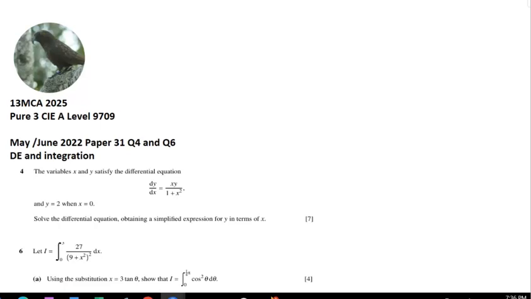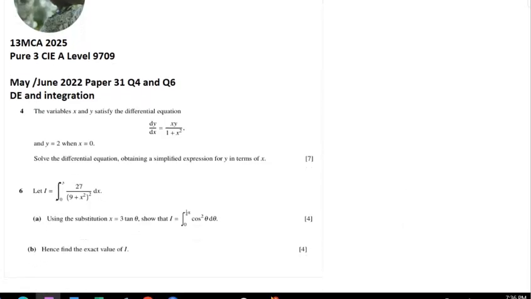Kia ora. Here are two more questions from the June 2022 paper. Nobody has asked for these, but I'm asking that you all watch these if you're in 13 NCEA this year. I think they're both really nice examples of things that can go wrong in integration problems if you don't just go slowly through both of them. And the examiner's report noted that about both of these questions, especially the second one.